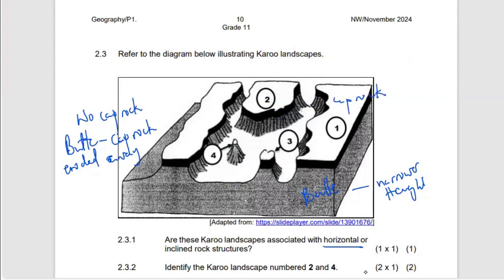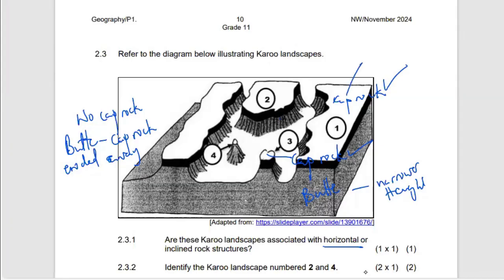So in terms of similarity, a plateau has a cap rock, and this one also has its cap rock. So they are similar in the sense that a plateau has got a cap rock, and the other also has a cap rock. But let's look at the differences.